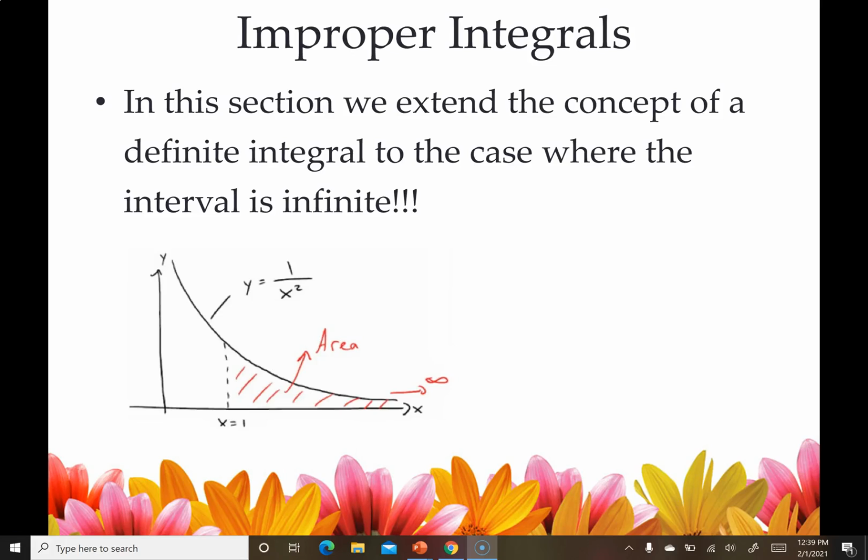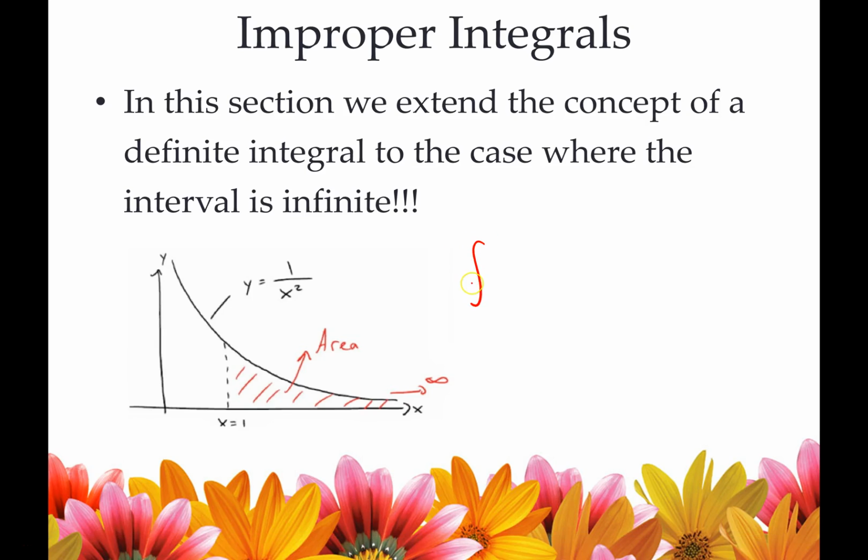Improper integrals. So in this section, we extend the concept of a definite integral to the case where the interval is infinite. So what do I mean by that? Well, in this case, if you look at the picture, we're asking what's the area under the curve from 1 to infinity. We've never seen that before. It's always 1 to 7 or 1 to 6, some sort of finite number.